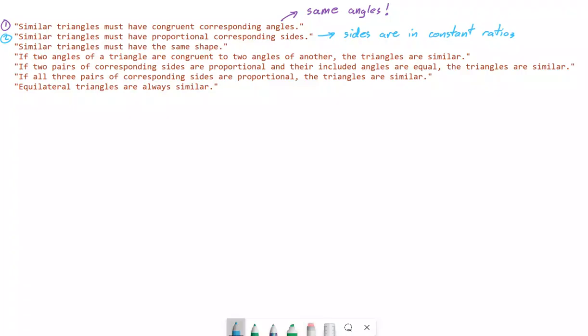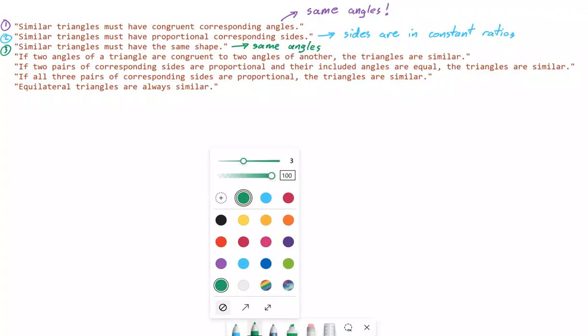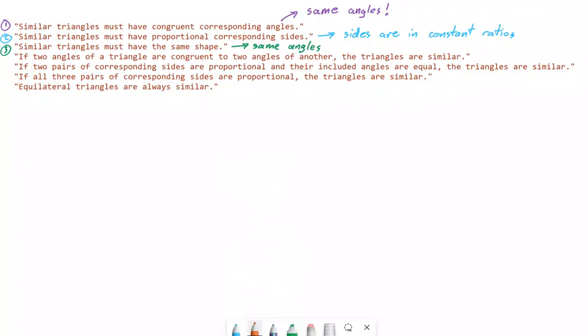All right, let's take a look at the next statement. Similar triangles must have the same shape. Well, that's another way of saying same angles again, right? See, some of these things are just repeats of each other, but they're all dancing around this idea of angles have to be the same, sides have to be in ratios. Now, there is one of these statements that is truly different from the others. This fourth one right here.